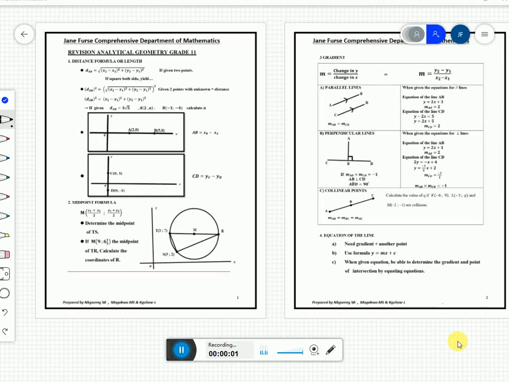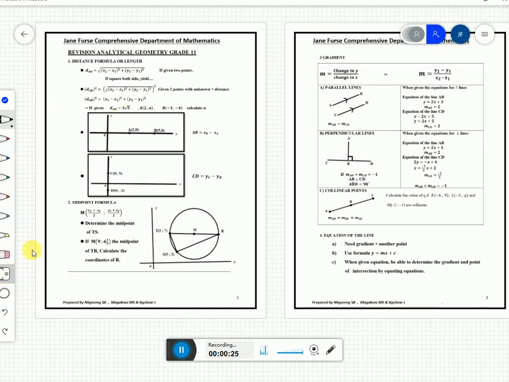Grade 11 learners, let us continue with analytical geometry. We are done with the formula for the distance and the midpoint. I want us to get into another formula, the formula for the gradient.